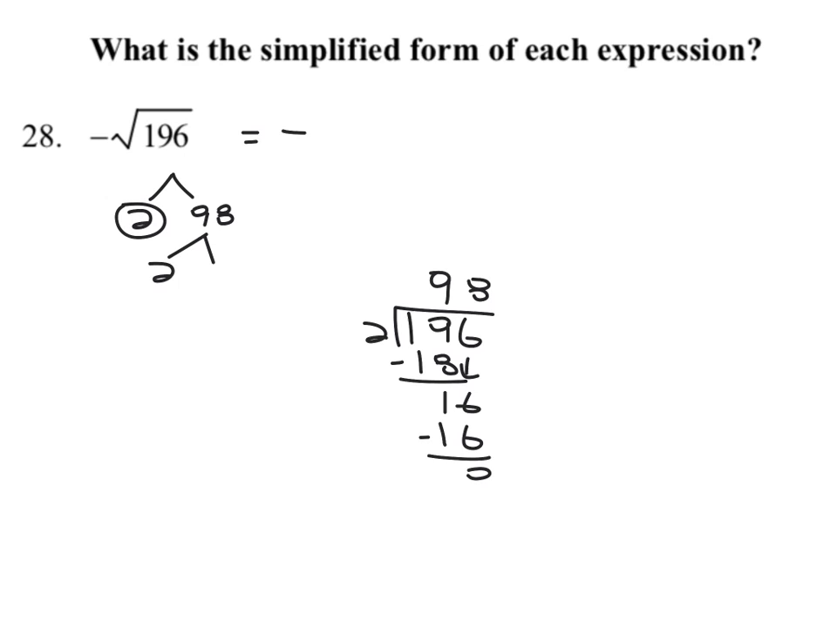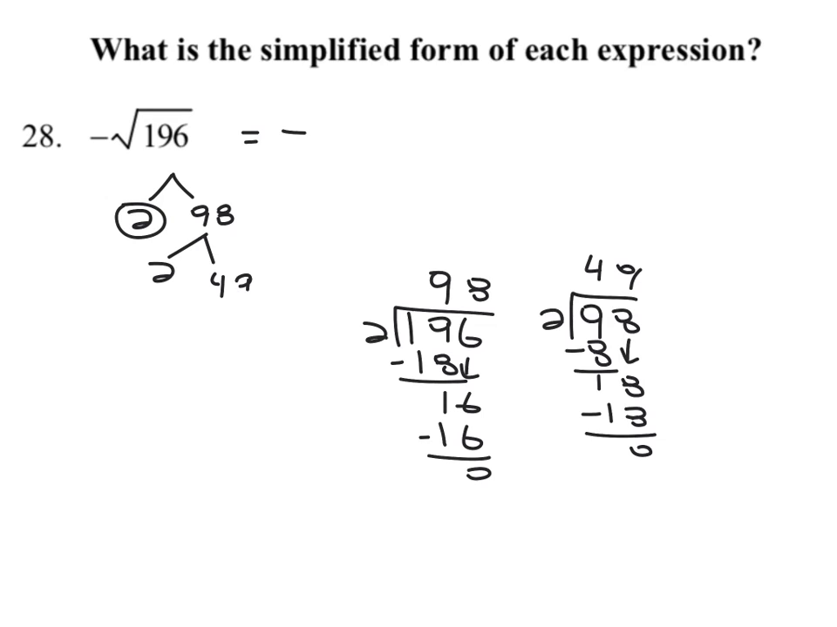That's 2 times, you can do 98 divided by 2 if you wanted to. 2 goes into 9 4 times, that's 8. 2 goes into 18 9 times, 49. And it'd be nice if you knew that this is 7 times 7 at this point, right? That would be helpful.